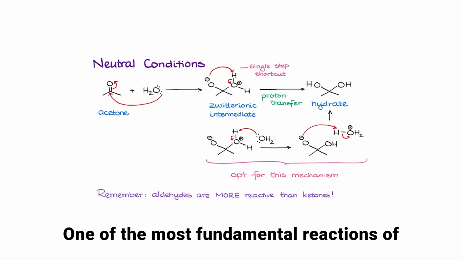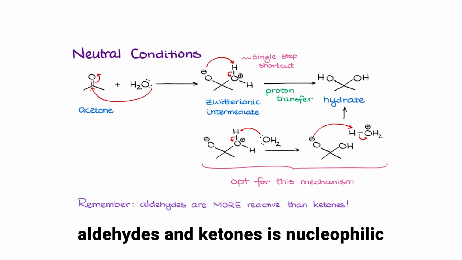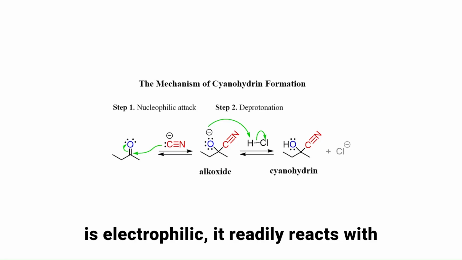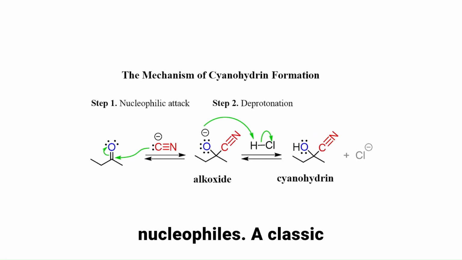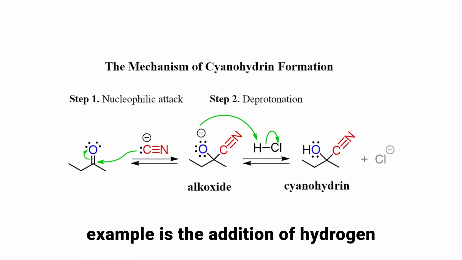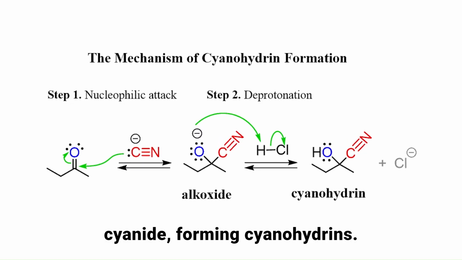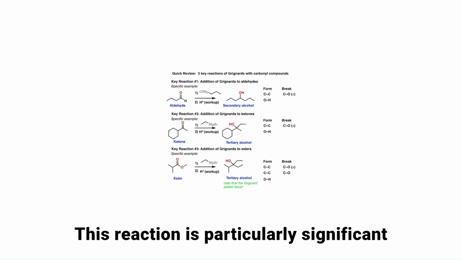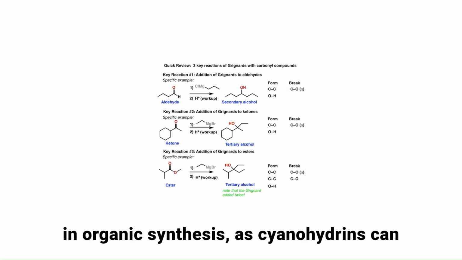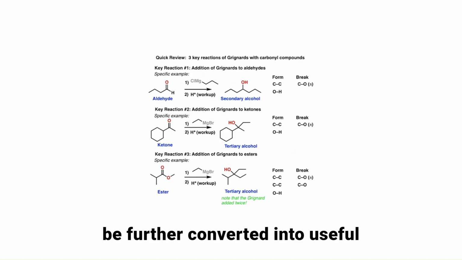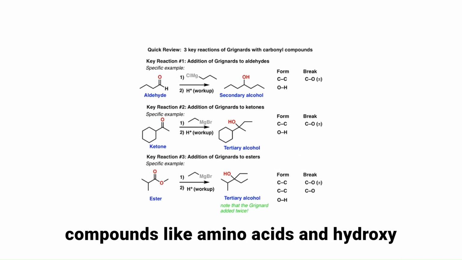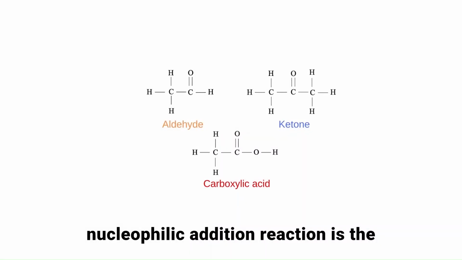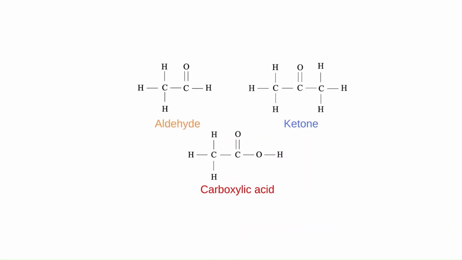One of the most fundamental reactions of aldehydes and ketones is nucleophilic addition. Since the carbonyl carbon is electrophilic, it readily reacts with nucleophiles. A classic example is the addition of hydrogen cyanide, forming cyanohydrins. This reaction is particularly significant in organic synthesis, as cyanohydrins can be further converted into useful compounds like amino acids and hydroxy acids. Another important nucleophilic addition reaction is the reaction with Grignard reagents.